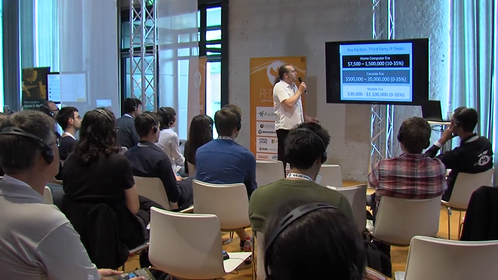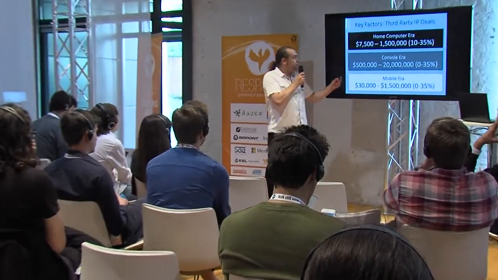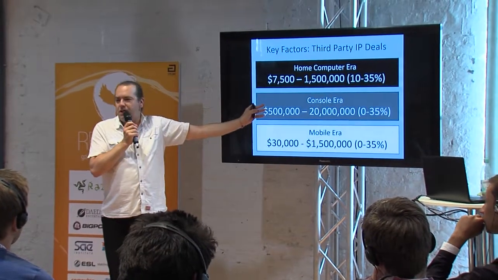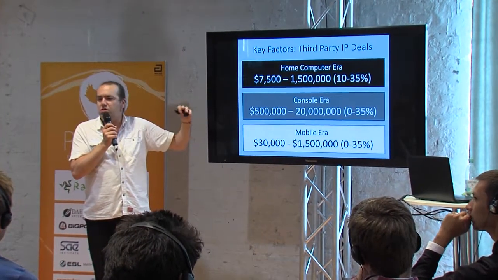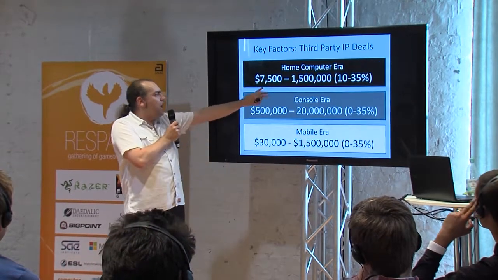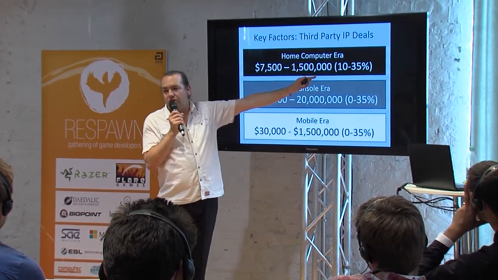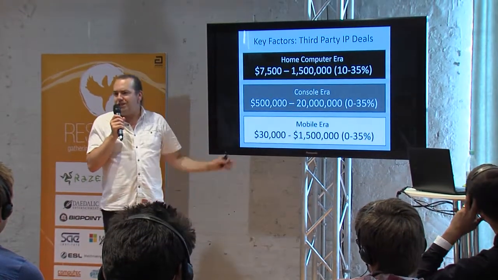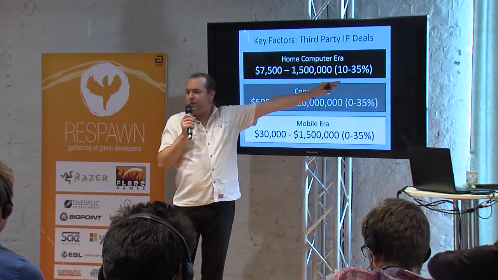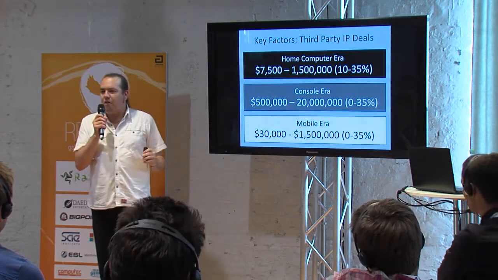This is what I'm calling third-party, have I gone through that one? Okay, right. Third-party IP deals. In the home computer era, if you're doing a third party, like a film, TV, sports, whatever it might be, tie-in, star tie-in, you'd get probably anything at the start, $7,500. By the end, you could be commanding about $1.5 million on that. And your percentage you'd get would probably be, it could be nothing, but it could be 10 to 35%, okay? In the console era, the concept of work for hire came in.